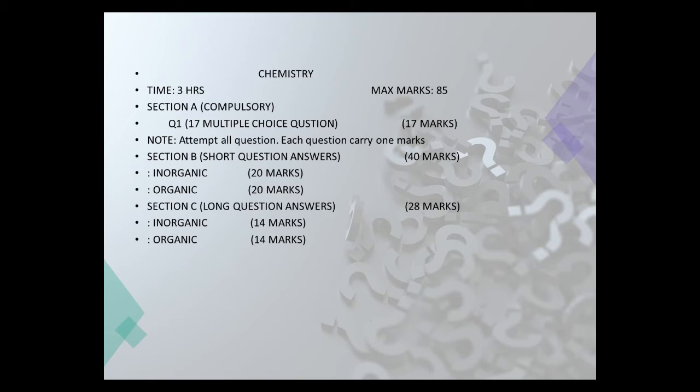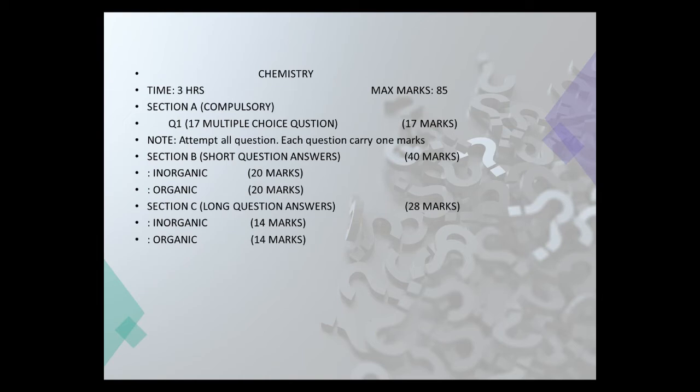Now here's your paper pattern for your theory examination. This is of 85 marks. Your whole paper would be divided into three sections, section A, section B, and section C. Section A is a compulsory section and consists of 17 multiple choice questions or MCQs. Since it is a compulsory section, you have to attempt all the questions and each question carries 1 mark.